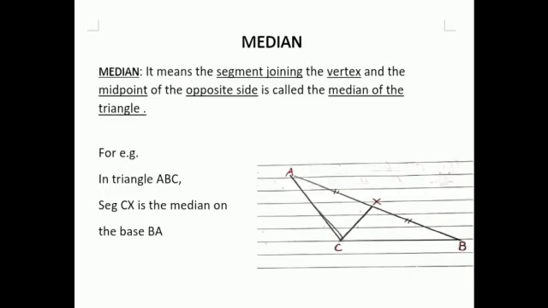Now we go to medians. What do you mean by medians? The segment joining the vertex and the midpoint of the opposite side is called a median of the triangle. Now children, just look at the figure. In triangle ABC, segment CX is a median on the base BA. So we can say that a median meets the midpoint of the opposite side, and it divides that side into halves.